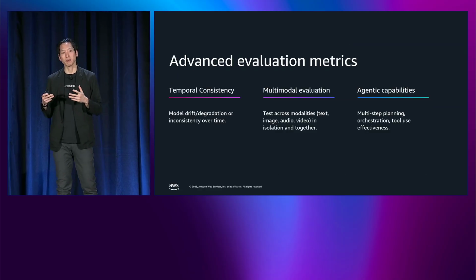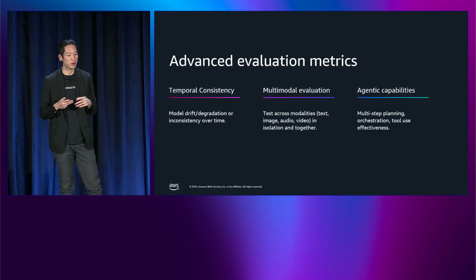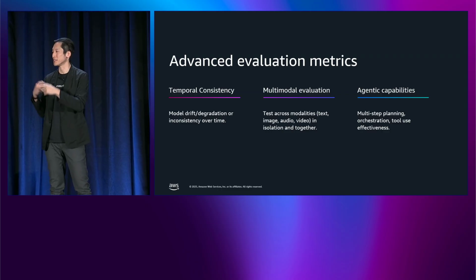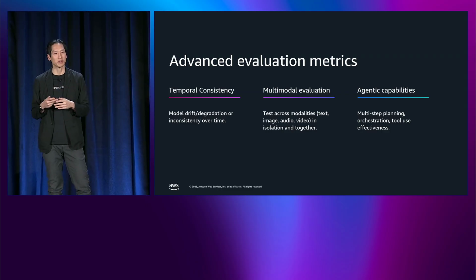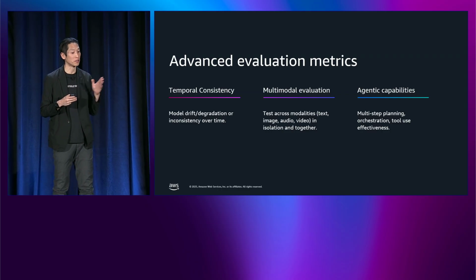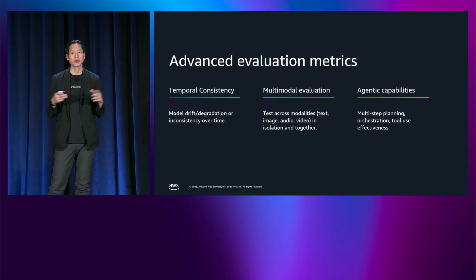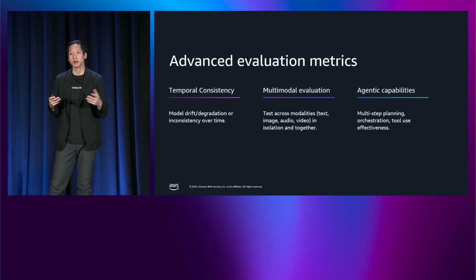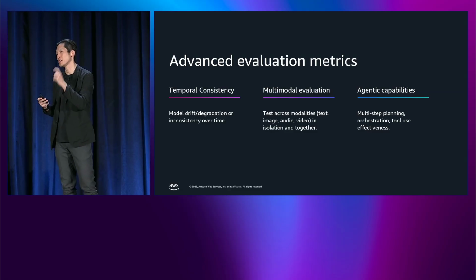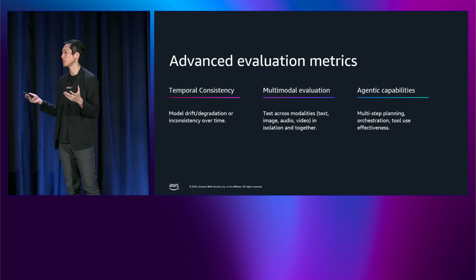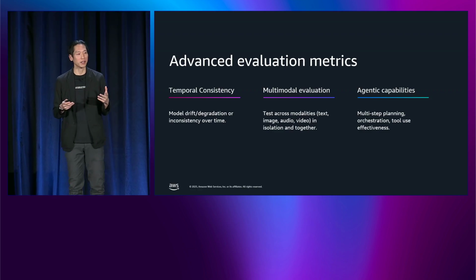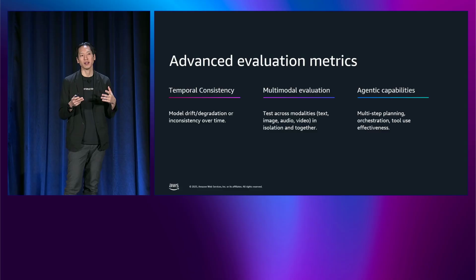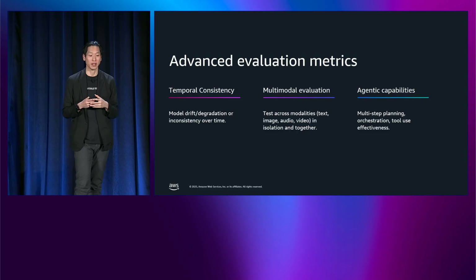Some other metrics to keep in mind are the temporal consistency. I mentioned a bit earlier, you have to consistently look at and evaluate your model. You want to detect model drift early on. And as you're introducing more modalities, you want to make sure you're measuring the modality not just in isolation, but also as they interact with each other. And finally, agentic capabilities, right? How well is your entire system or your entire model behaving when it's calling tools or when it's actually orchestrating across different agents?